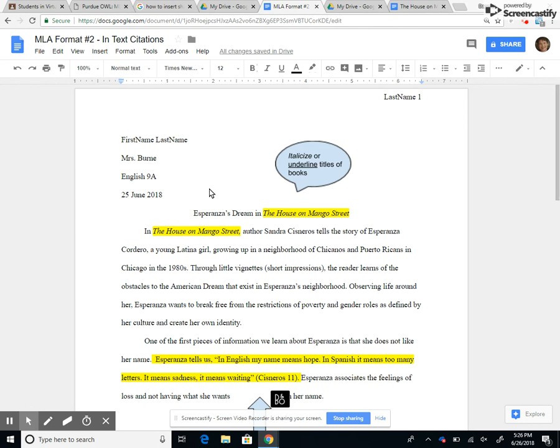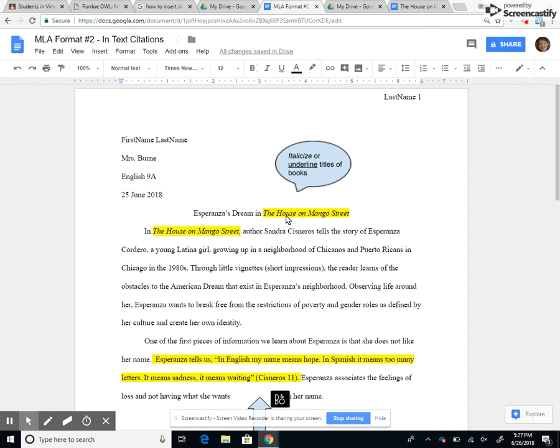So the first item I would like to draw your attention to is the title. I titled this essay Esperanza's Dream in the House on Mango Street. So this is an essay about a novel called The House on Mango Street. I highlighted parts of this just to draw your attention to it. What I want you to notice here, The House on Mango Street in the title, is italicized. You notice that the letters are leaning to the right.